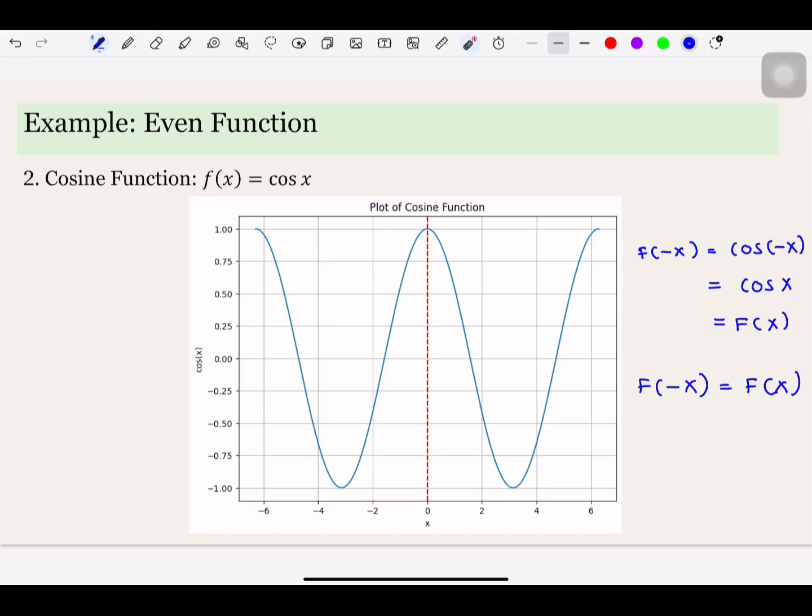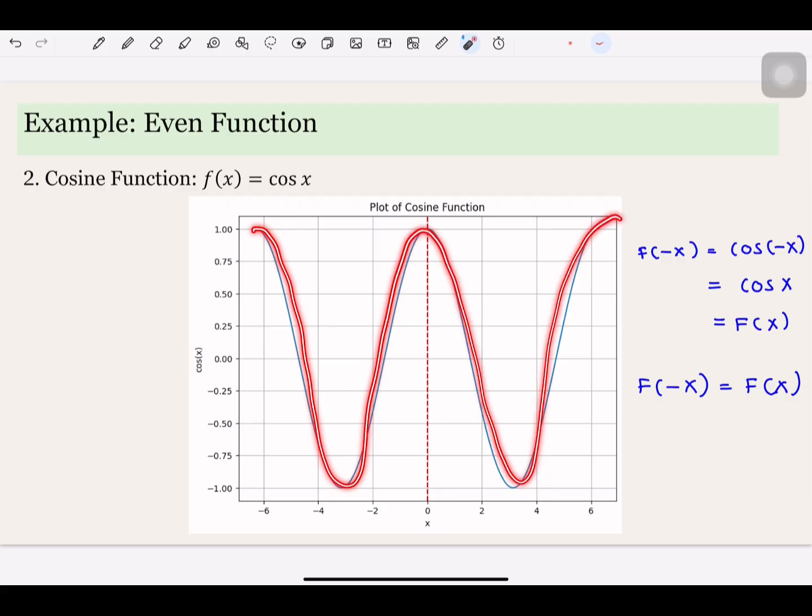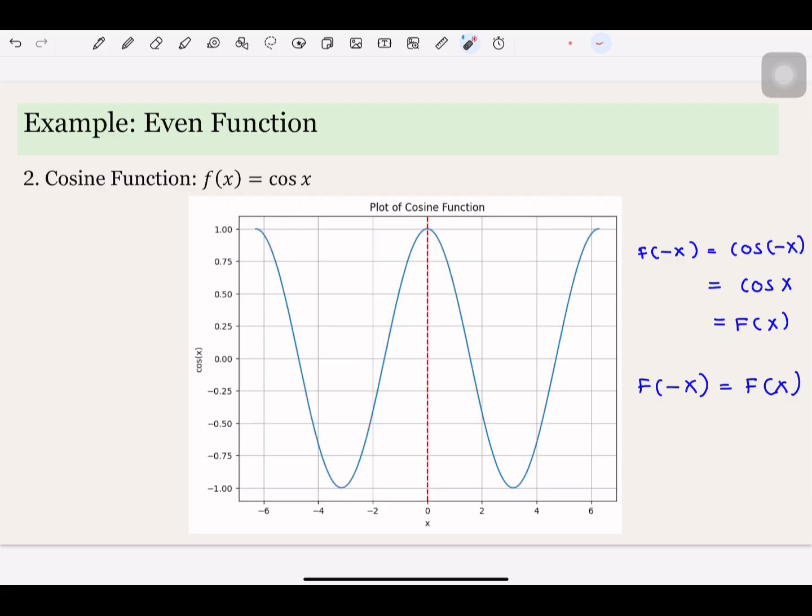And you can confirm this by sketching the function. If you sketch it, it will have a wave shape like this. Again, this is symmetric about the y-axis. So it has mirror symmetry across the y-axis, and the wave pattern repeats on both sides in exactly the same way. This makes cosine one of the best-known examples of an even trigonometric function.